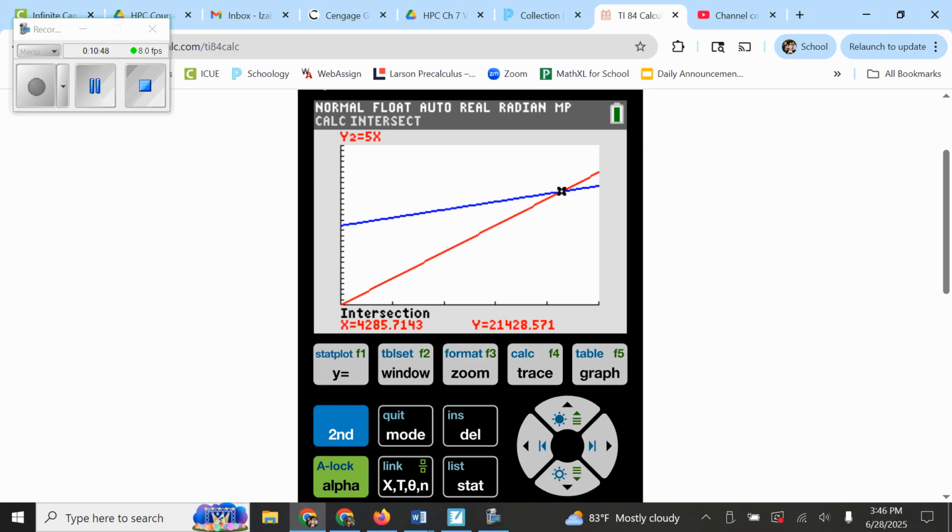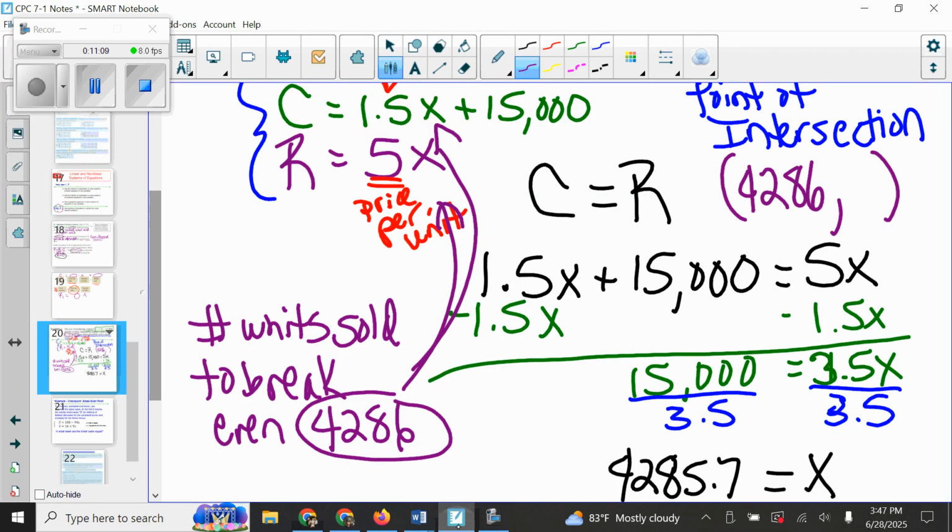and then we can see what those values are. So there's our 4285.7, which we rounded to 4286, and then there's what our revenue and cost when they are equal to each other would be: 21,428.57. So 21,429 approximately. So we have that. So again, they didn't ask us for that, but we could figure out that cost and revenue when that was.